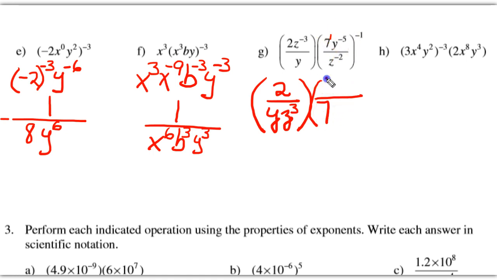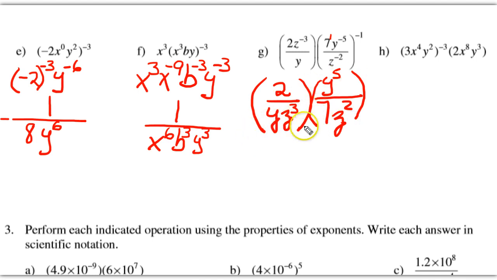Alright, this is going to be y. Negative 5 times negative 1 is to the 5th. And a negative 2 times a negative 1 makes this a positive z to the 2nd down there now. Okay.